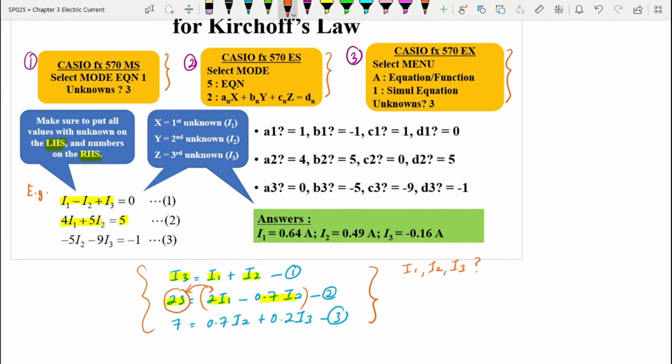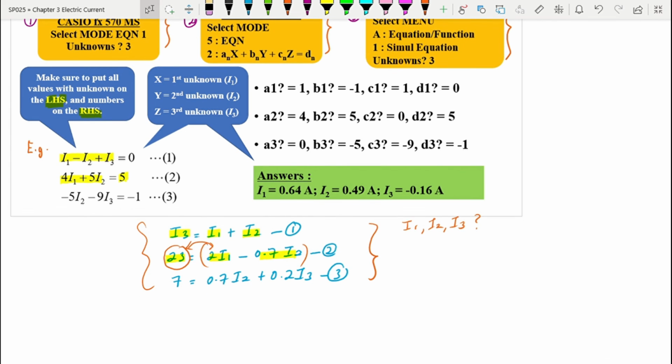Okay, so saya akan ubah dia supaya lagi better untuk kita tulis dalam calculator nanti. So, untuk equation 1 dia akan jadi semua yang ada unknown I1 plus I2 minus I3 equals to 0. Equation 2 dia akan jadi 2I1 minus 0.7 I2 equals to 23. Dan equation yang ketiga dia akan jadi 0.7 I2 plus 0.2 I3 equals to 7.